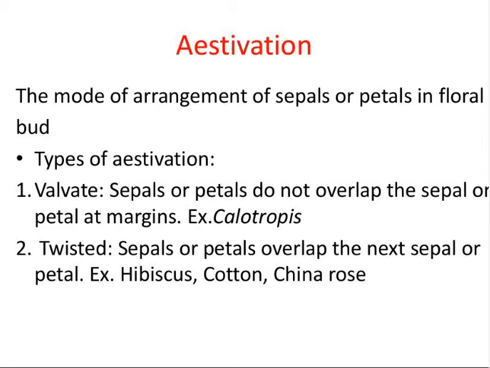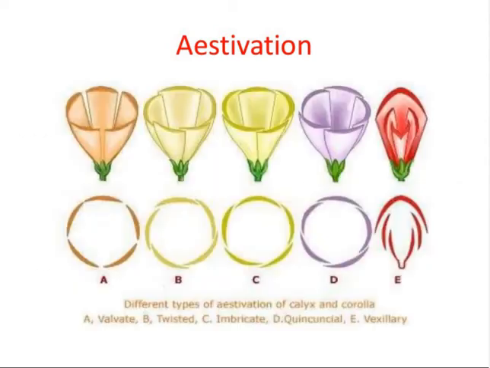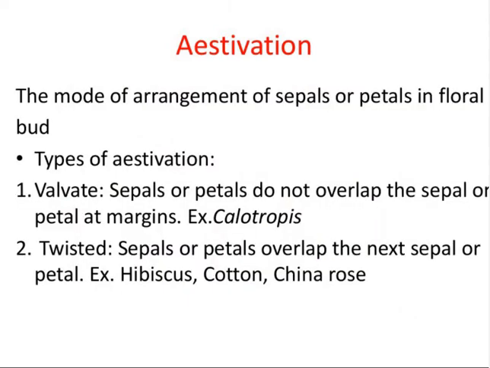So this pattern of arrangement of sepals and petals in a floral bud is called aestivation. Aestivation is of three types: valvate, twisted and imbricate. So let's see what is valvate aestivation and what is twisted aestivation.